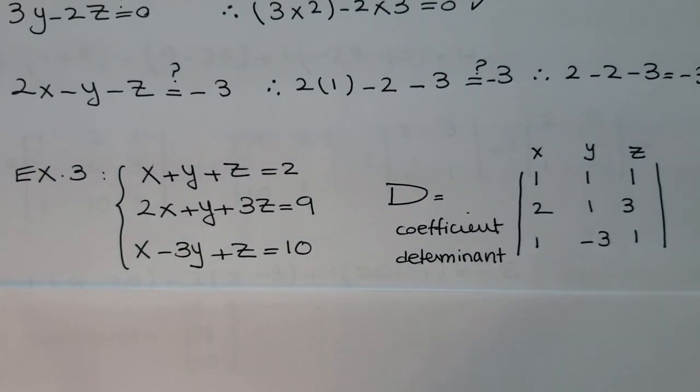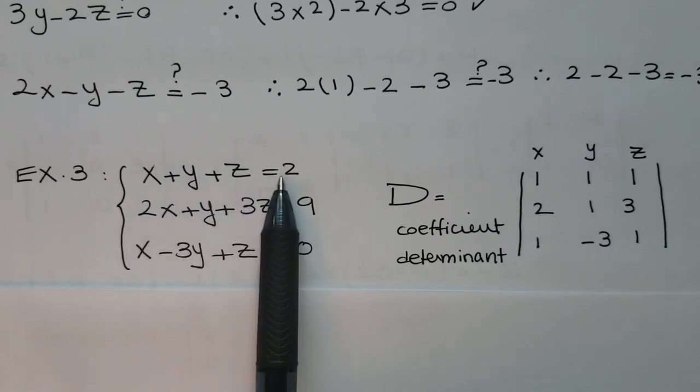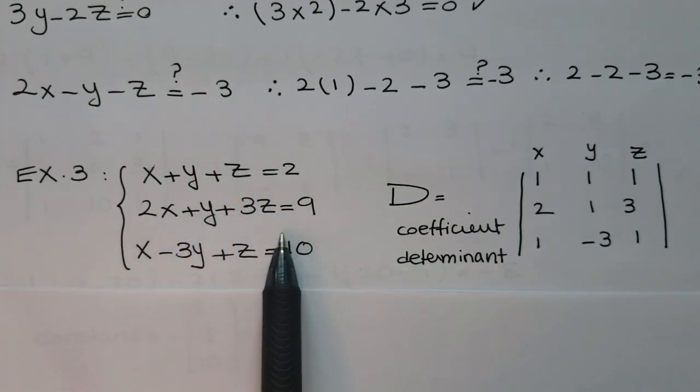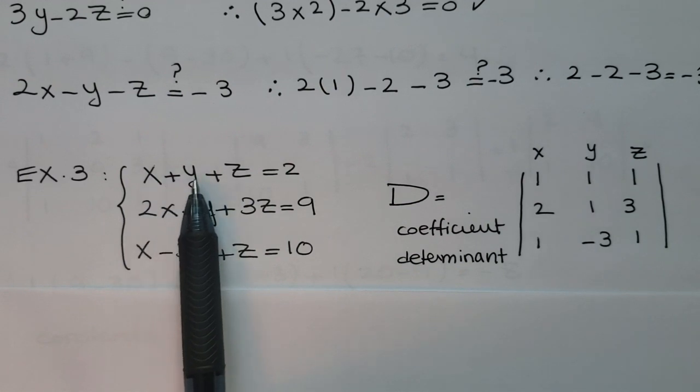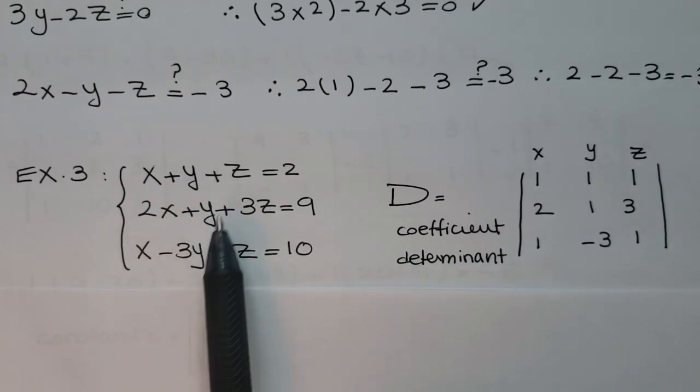Let's move on to example question 3. Here we have another 3 equations which are simplified and arranged. They are nicely lined up. The variables are nicely lined up.